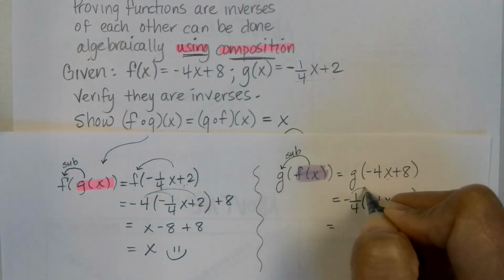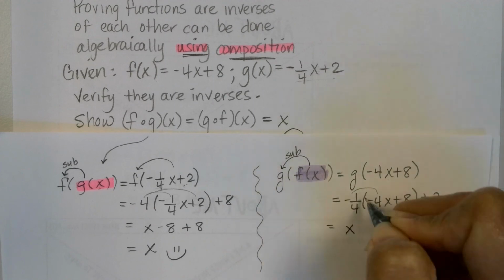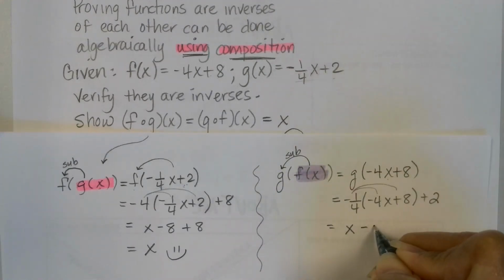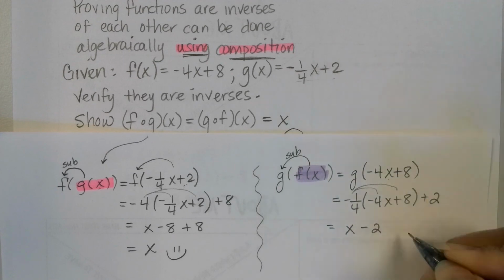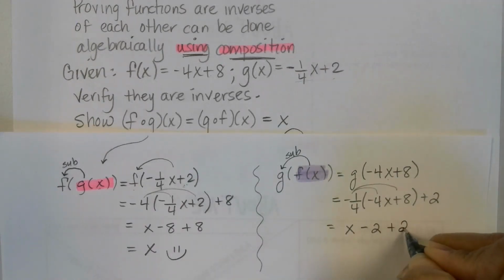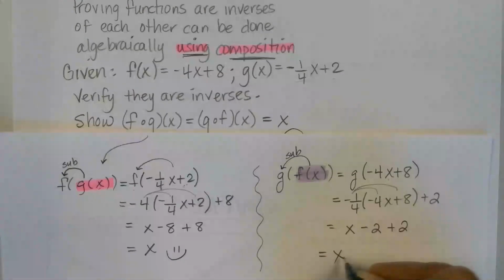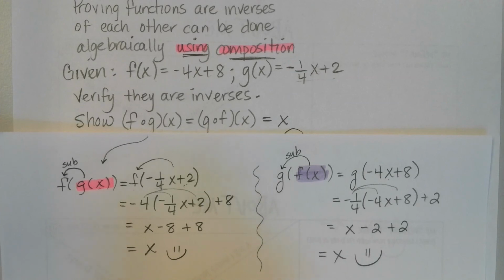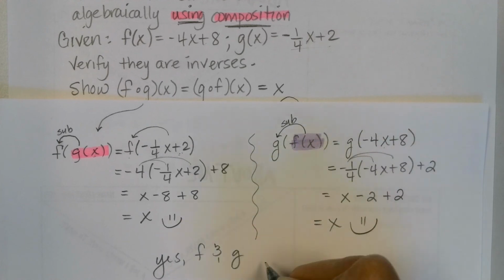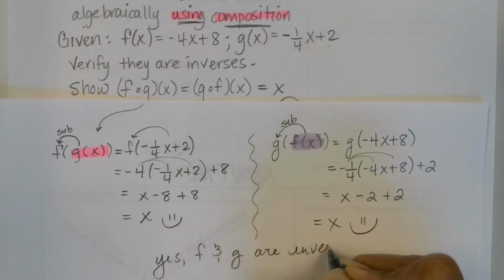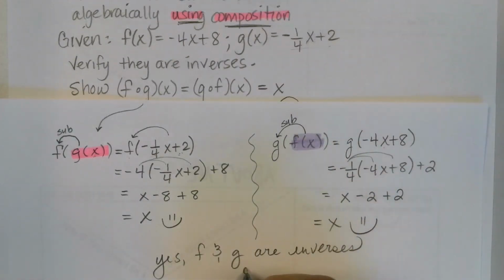Distribute. That becomes a positive x. That becomes a -2 because 8 divided by -4 is -2. The positive 2 comes down, and yay, I'm a happy camper. Yes, f and g, you can't see what I'm writing, are inverses of one another.